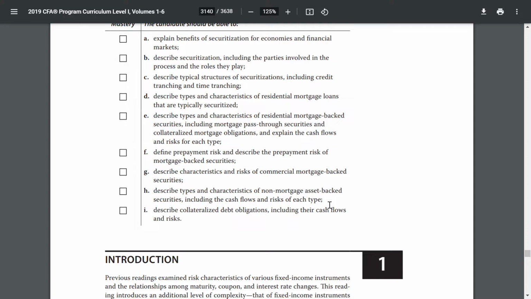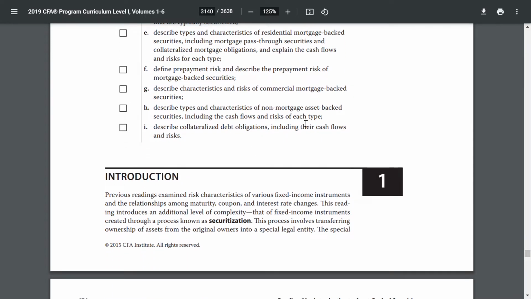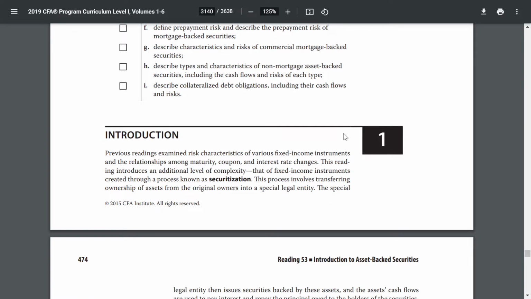Define prepayment risk and describe the prepayment risk of mortgage-backed securities. Describe characteristics and risks of commercial mortgage-backed securities. Describe types and characteristics of non-mortgage asset-backed securities, including the cash flows and risk of each type. Describe collateralized debt obligations, including their cash flows and risk.